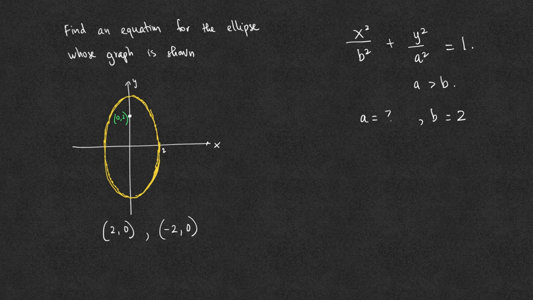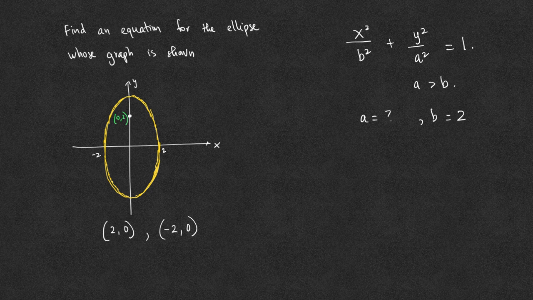It is the x-intercept. When y equals 0, then we have x squared over b squared equals 1. So x squared equals b squared. Therefore, x equals plus or minus b. And so that is why we have x equals 2 as the x-intercept and -2 as another x-intercept.